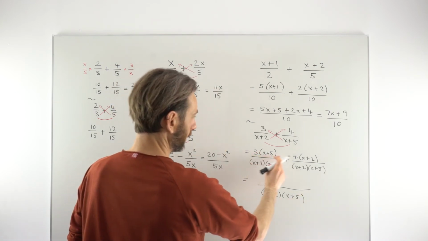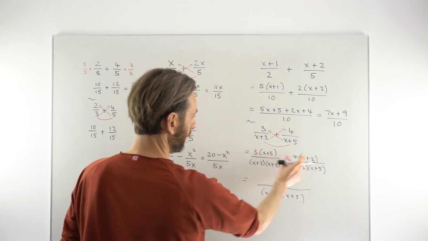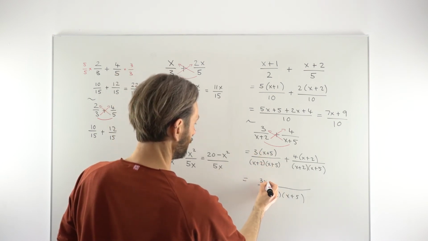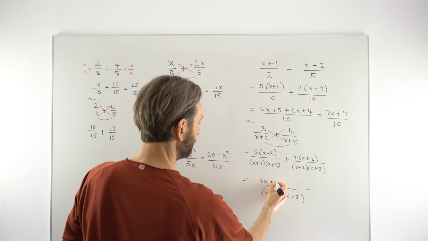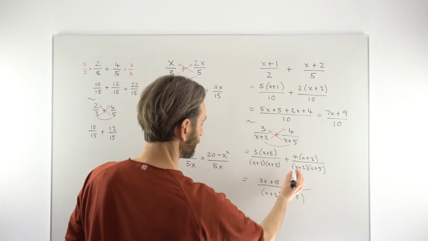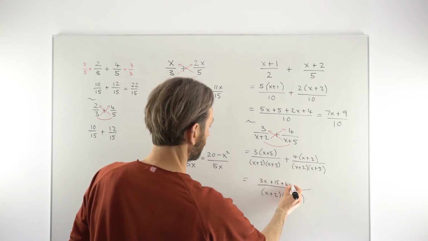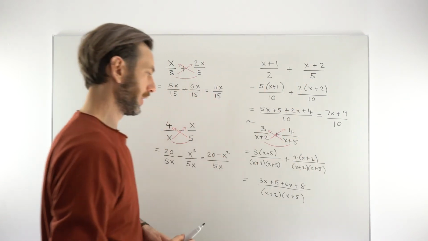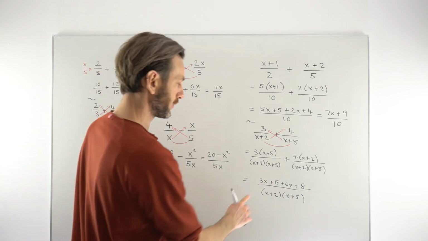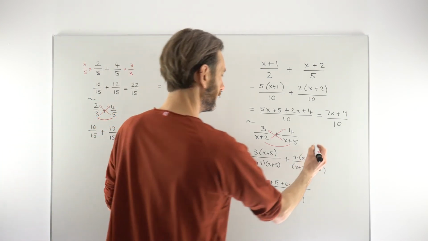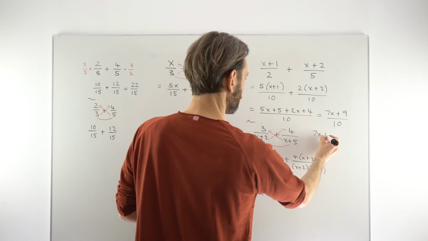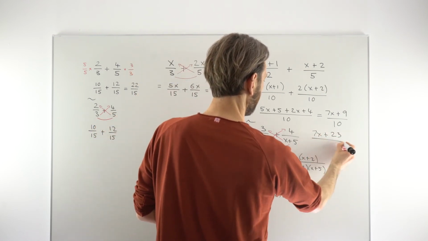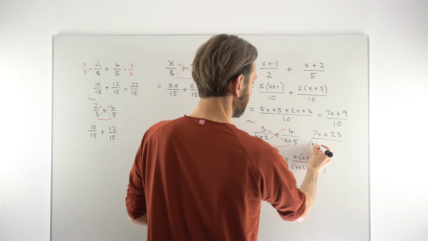And then we're going to combine these two, and I'm going to multiply them out at the same time. So 3 times x to give 3x, 3 times 5 to give 15, plus 4 times x to give 4x, and 4 times 2 to give 8. And then we would just finish that off by merging the like terms. So 3x plus 4x to give us 7x, and then 15 plus 8 to give us 23. And then just keeping the denominator in the brackets.